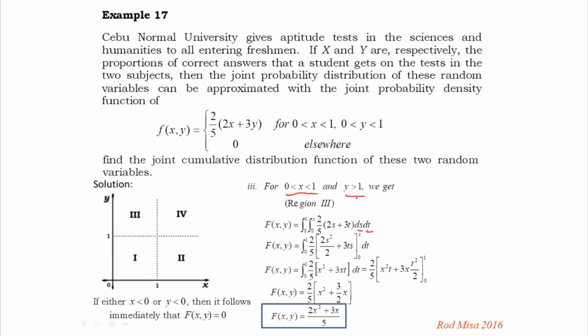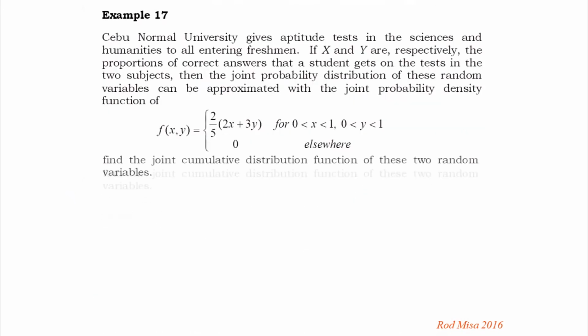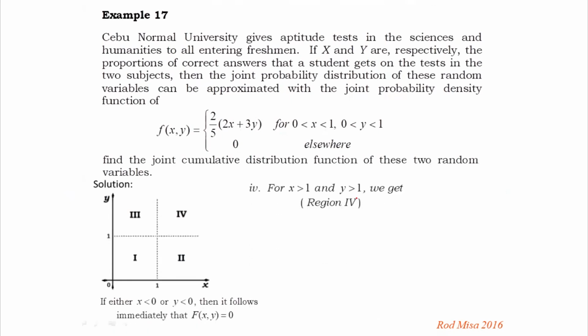Now, let's proceed to the joint cumulative distribution function for region 4. And this can be obtained by setting our domain here, that for region 4, our x is greater than 1 and our y is also greater than 1.